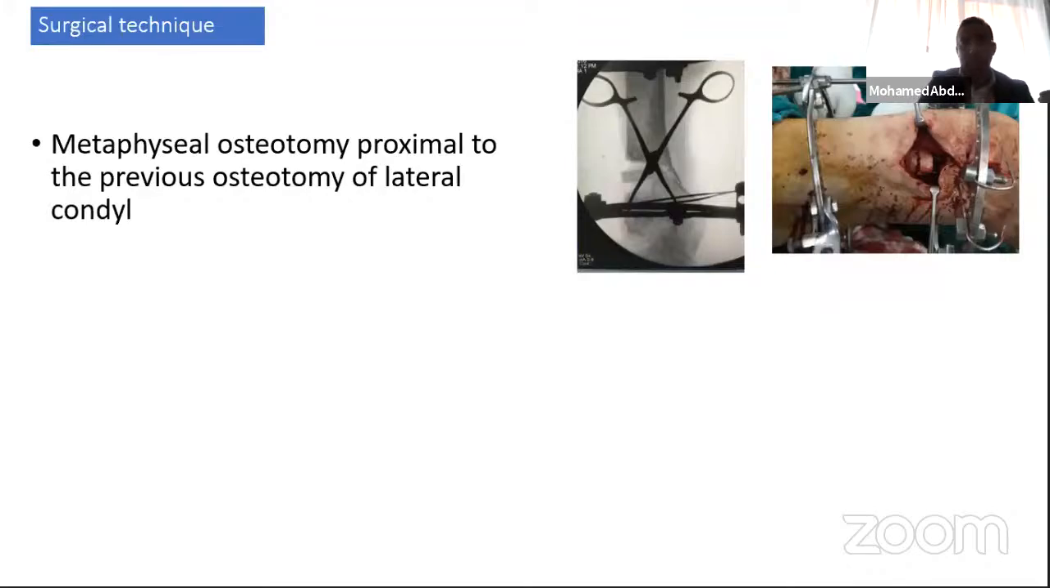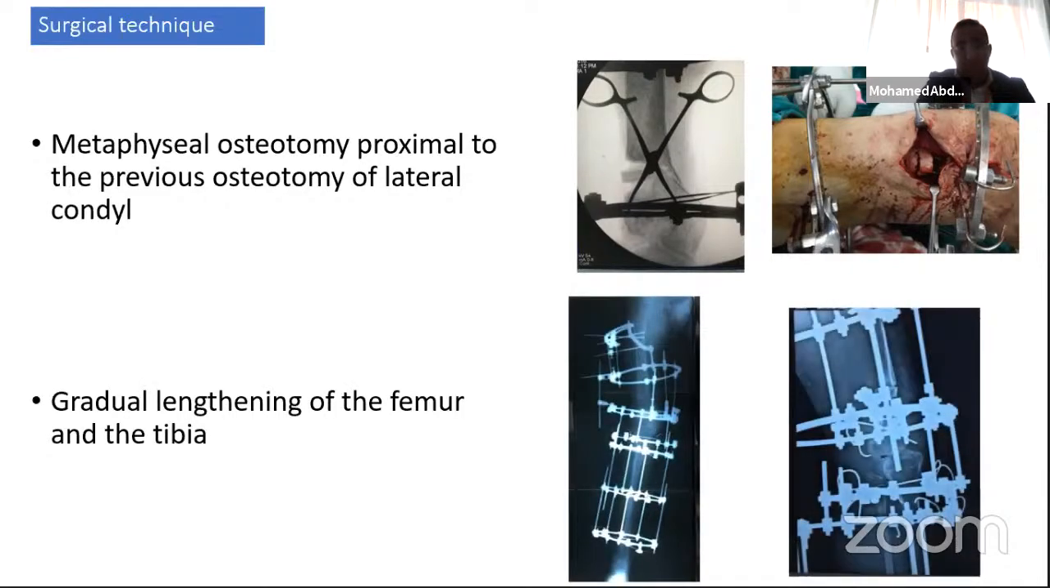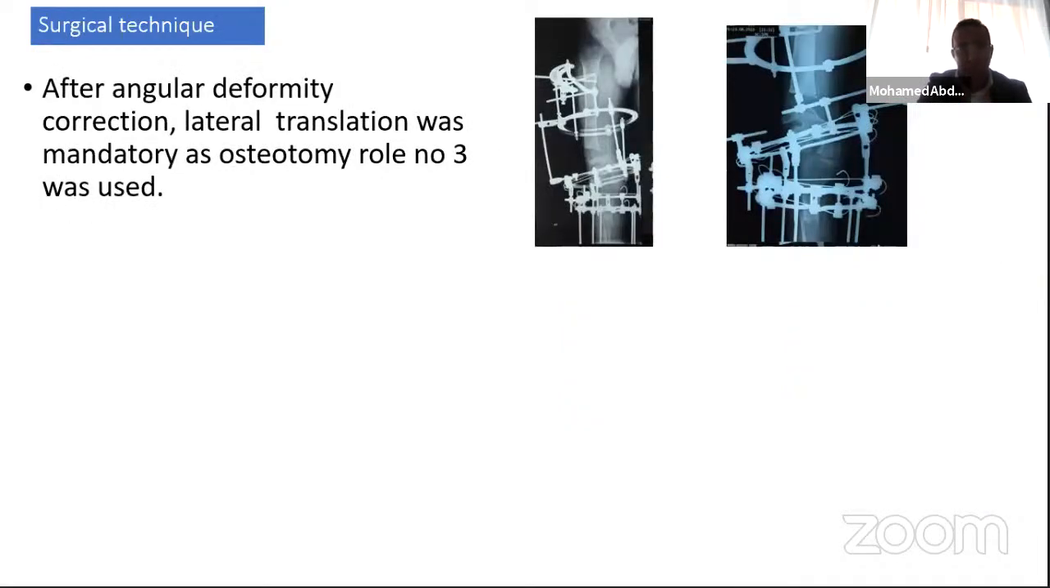Another osteotomy, a metaphyseal osteotomy proximal to the previous osteotomy of the lateral condyle, to do correction of the deformity and lengthening. Then begin the gradual lengthening of the femur and the tibia. After angulation deformity correction, lateral translation was mandatory as osteotomy rule number 3 was used.